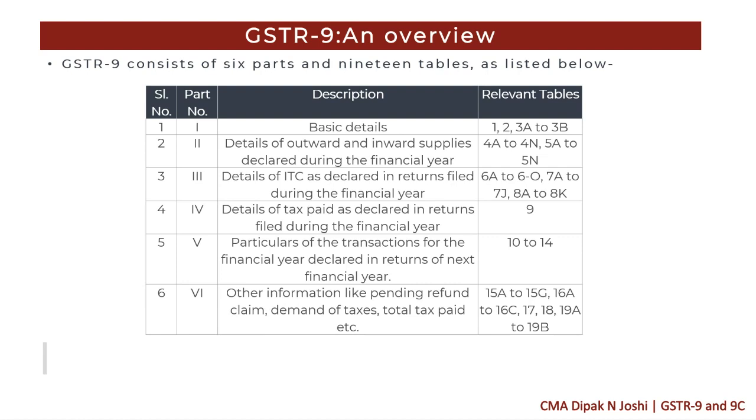Part 3 is about input tax credit, the details of input tax credit as declared in return files during the financial year. So input tax credit which is availed in GSTR 3B, that information we are providing in part 3 of GSTR 9. And in this part, you are just required to bifurcate the credit. You are not allowed to take the additional credit. You are just required to bifurcate the credit.